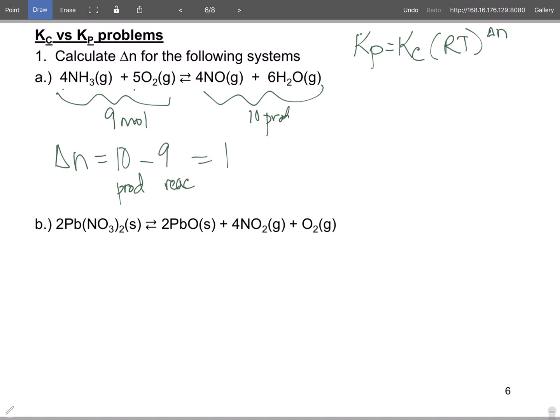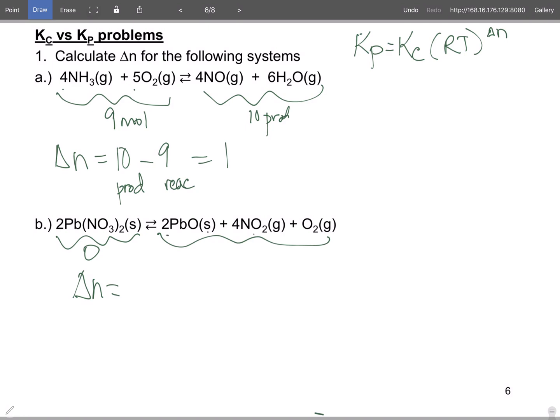So delta N would be equal to 1 for this one. All right, so let's go down here and look at the delta N here. If we look at the reactant side, how many moles do we have? 2. No. 0. What? Wait, no, we got 2 moles there. Yes, but they're solid. Look at the reactant side. How many moles of gases do you have? None. So over here on this side, we have 2, but we can't count those because those are solid.